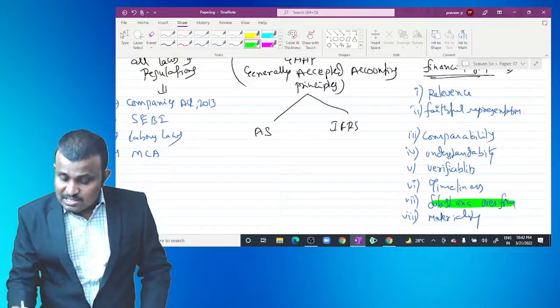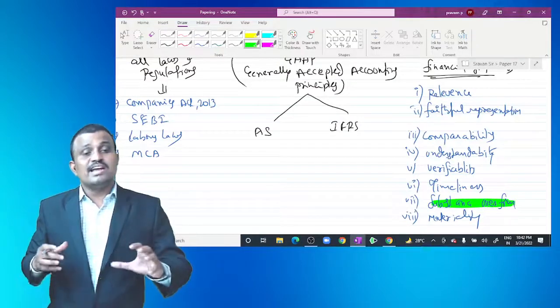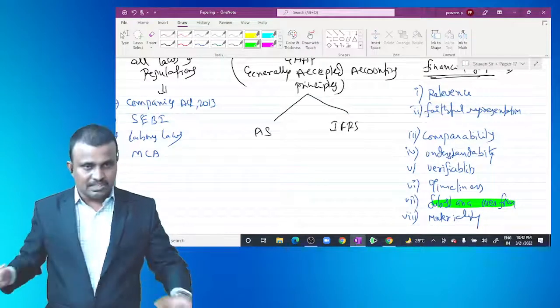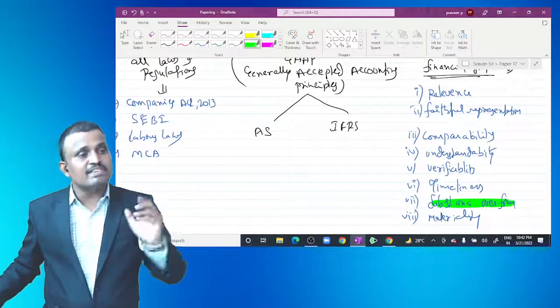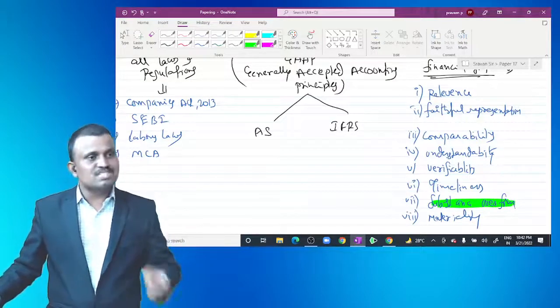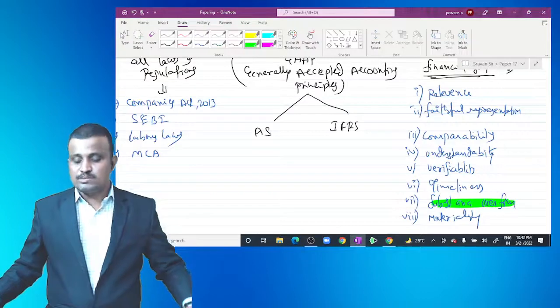And another one is timeliness. It means the data should be provided depending upon availability. As and when the data is required, we need to provide it. The data must be useful to the respected party.